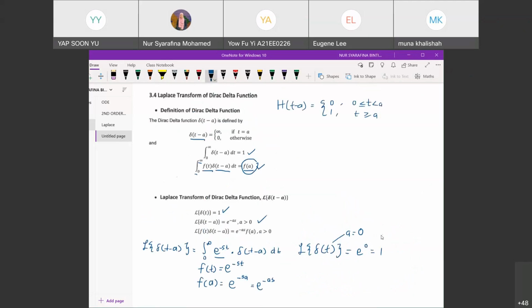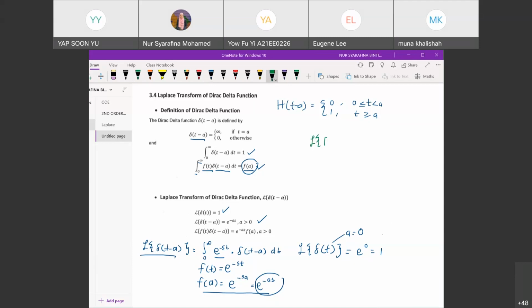For the first and second, just refer to this. Proving delta(t minus a) will give you this. Then proving delta(t) only is referring to this delta(t minus a) only when you assume that a equals 0. Then just put a equals 0 here. That's why we have the exponent to the power of 0, which equals 1. So now let's try to prove this.